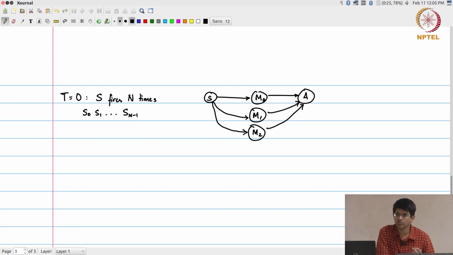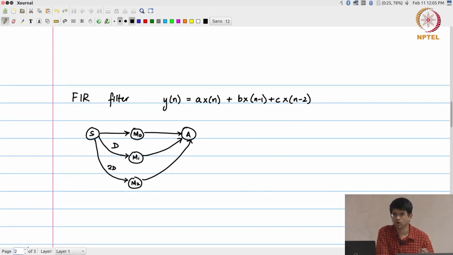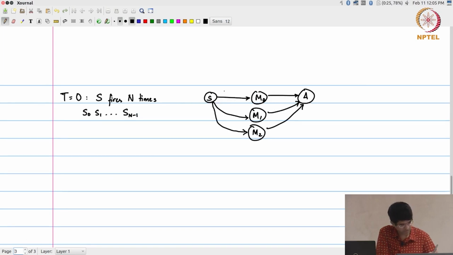From S to M0, how many tokens do I expect over there? How many were there to start with? There were no tokens on the S to M0 arc, okay, but after S has fired n times, I should see n tokens on it, okay. So I'll write that as ND, okay. So keep in mind, this is not n times d or n into d, it is just n delay elements or tokens, right? That d is just a symbol to represent a token, okay.